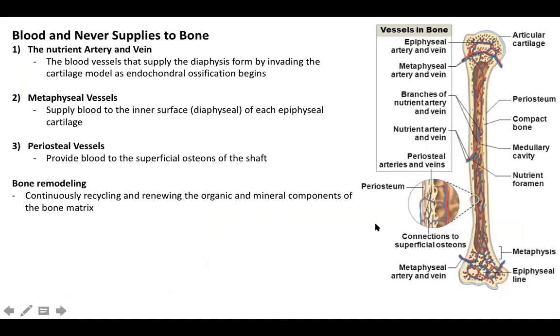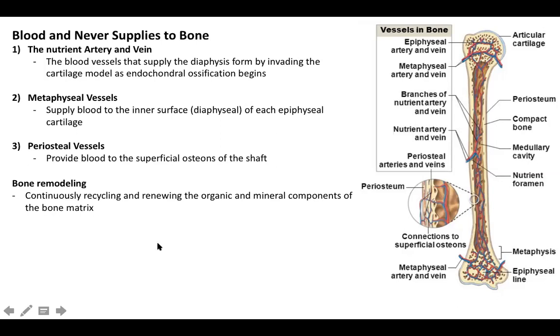All right, so the blood supply, nerve supply: we have that nutrient artery and vein that come in and establish that first primary ossification center in the middle of the diaphysis here. And then we have the metaphyseal artery and vein that go in at the metaphysis and provide the epiphysis with blood flow. And then we have periosteal vessels, which supply the periosteum of the bone, the superficial osteons in the compact bone and periosteum.